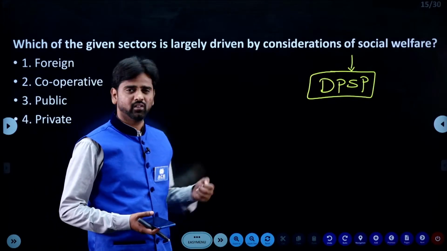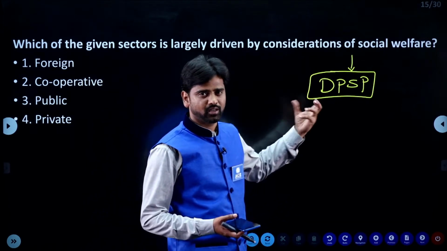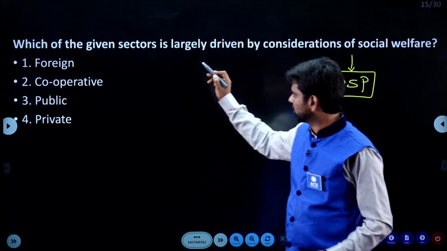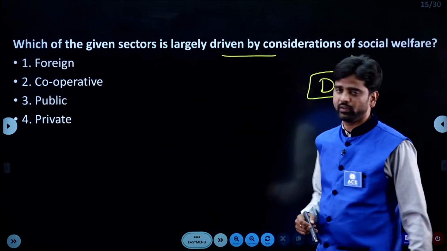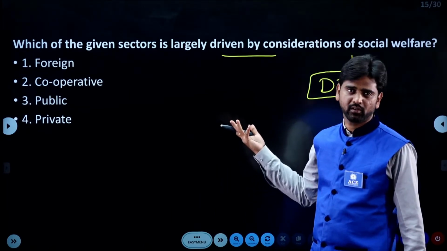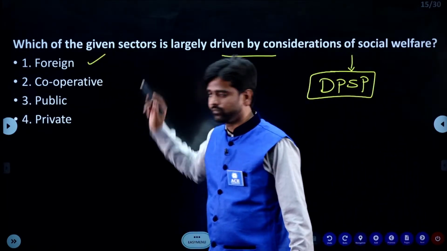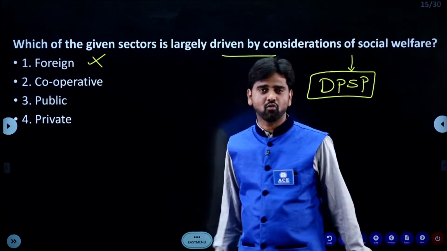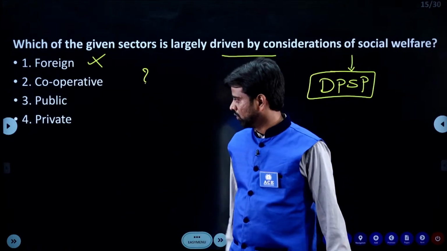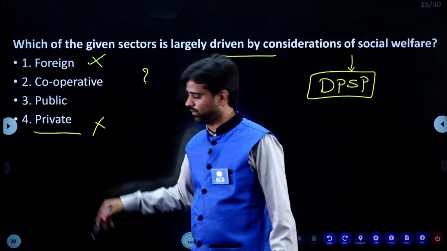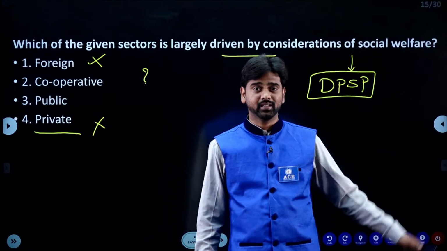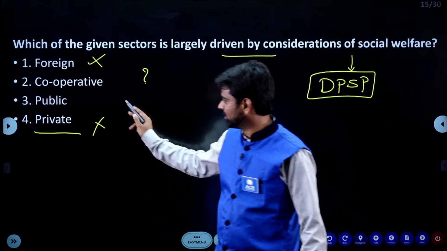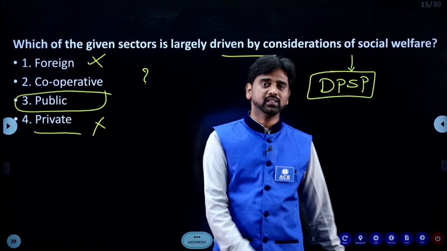Now you see here, reducing inequalities and reducing poverty all come under the category of social welfare. Now, what is social welfare? That is the question here. Which of the given sectors is largely driven by the consideration of social welfare? To establish a socialistic pattern of society, I think I have clearly explained, right? Is it the foreign one? No, definitely social welfare doesn't belong to the foreign sector. Is it cooperative? Let's keep a question mark. Whether it is the private one, definitely it is not, because I have clearly mentioned that we have to establish a socialistic or egalitarian pattern of society. Society itself is the public, guys.